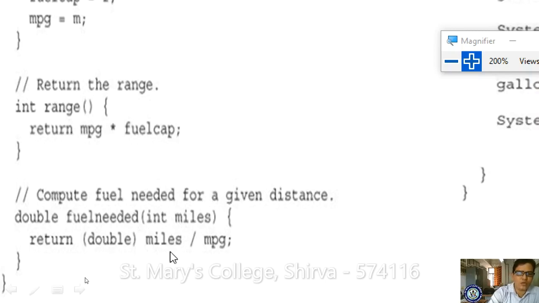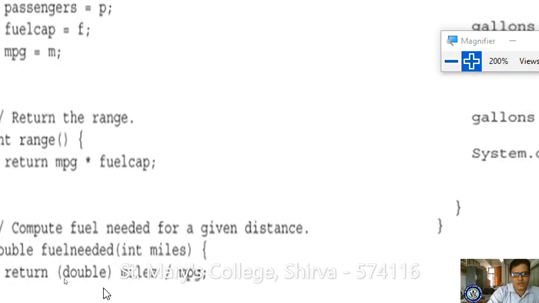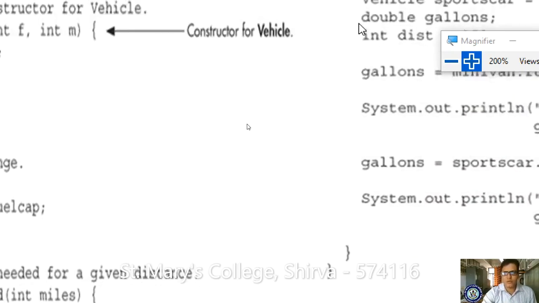Okay, then how to calculate that fuel? Miles per mpg. What is mpg? mpg stands for miles per gallon. Okay, so now you find the number of liters it requires. Okay, now I'm coming here.